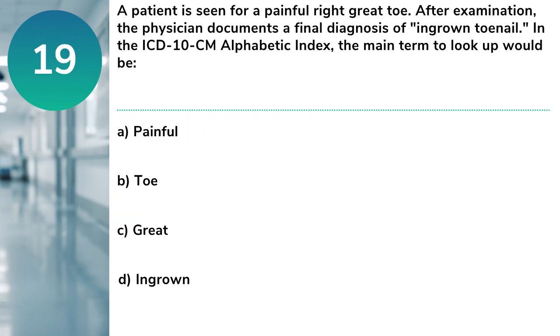Question 19. A patient is seen for a painful right great toe. After examination, the physician documents a final diagnosis of ingrown toenail. In the ICD-10-CM alphabetic index, the main term to look up would be A. Painful. B. Toe. C. Great. D. Ingrown.